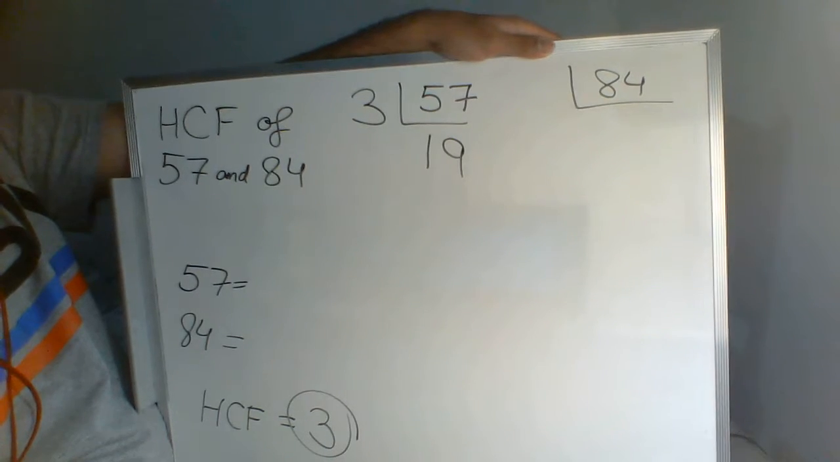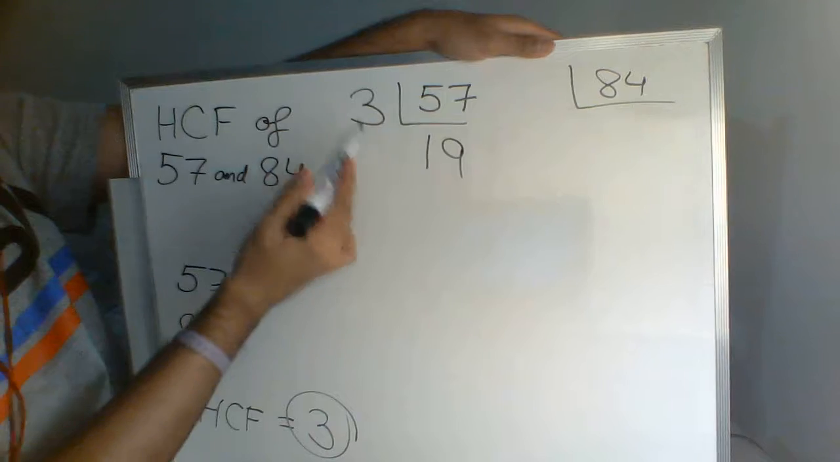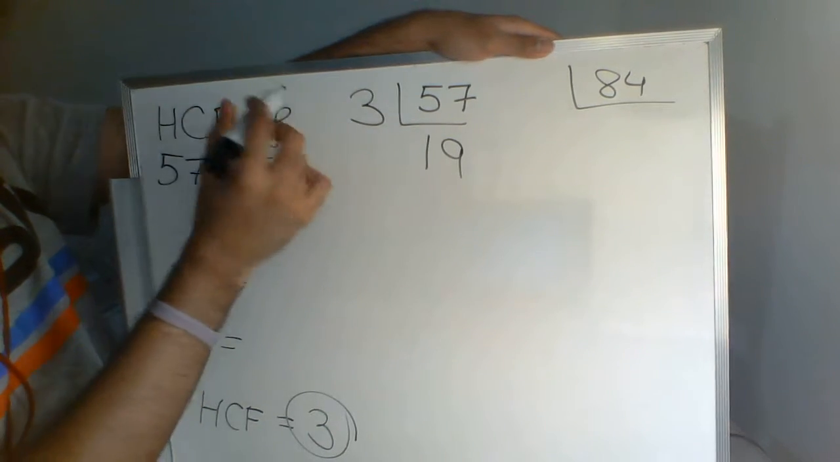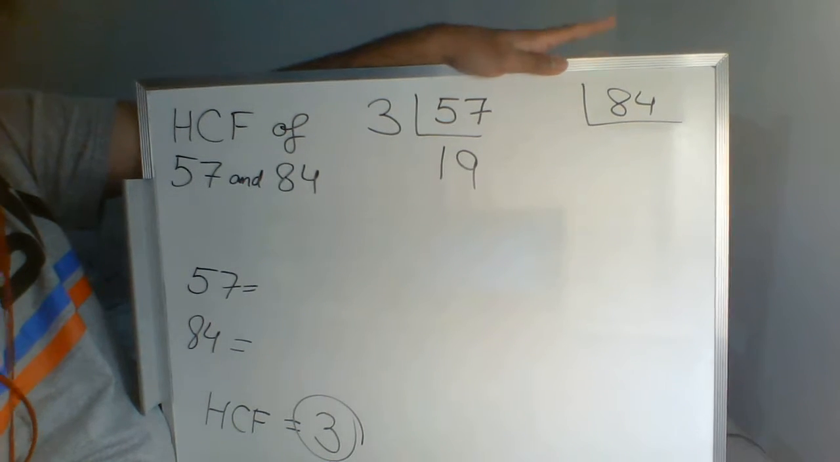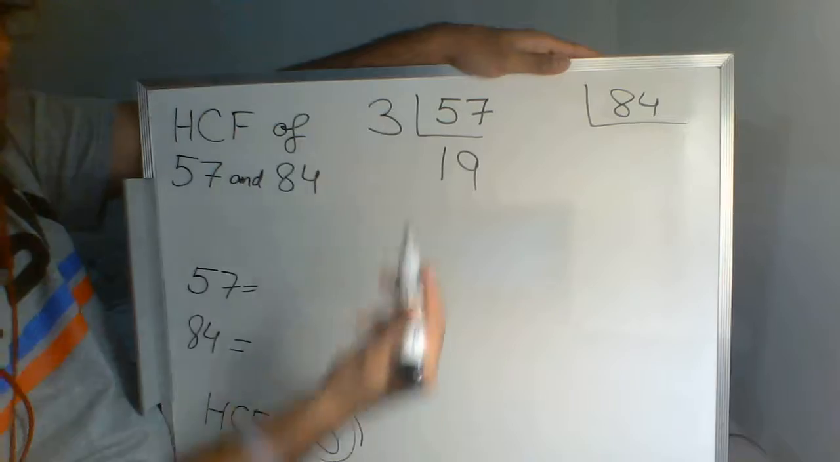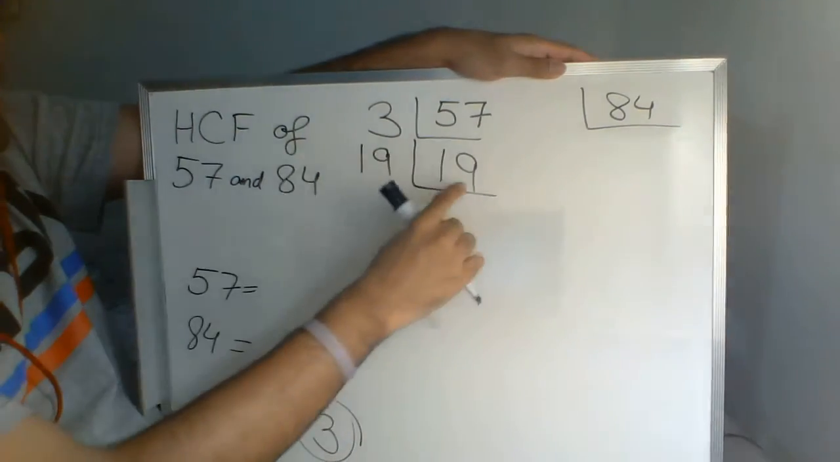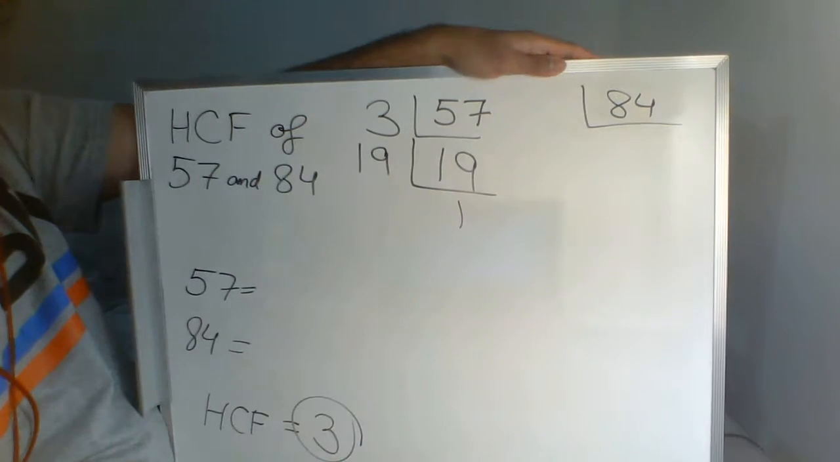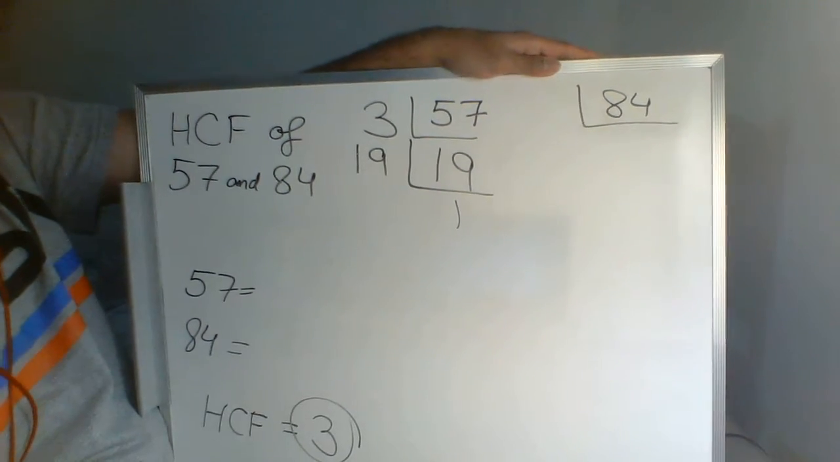Now 19 is prime, so we already know that 2 isn't going to work, because if it was going to work, it would have worked all the way up there. So 19 is not divisible by 3, 5, 7, 11, 13, or 17, so the next prime number that we can use is 19, and 19 divided by 19 is 1. So we're finished, because we've got a 1 down there at the bottom.